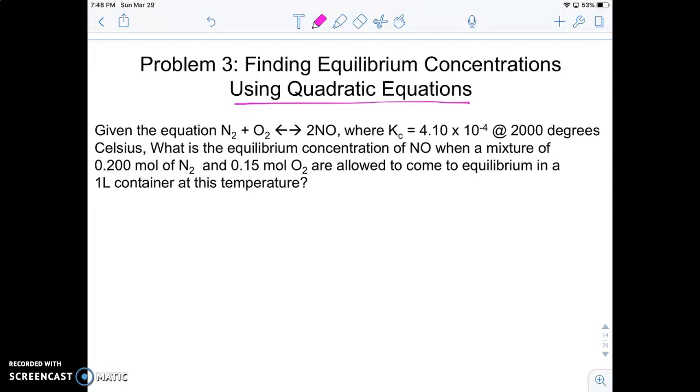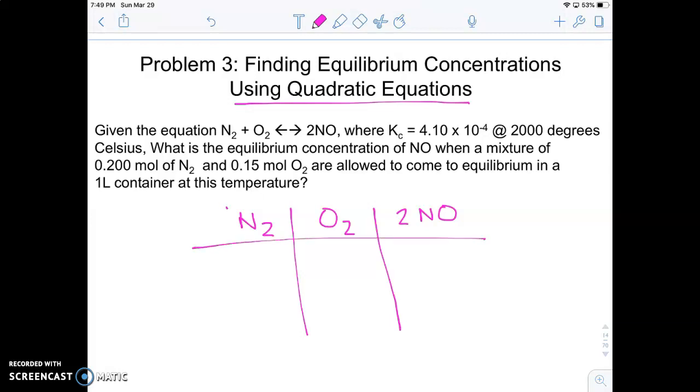So I have to draw my own table here. I have N2 as my first reactant. I have O2 as my second reactant. And I have 2NO as my product. And we're going to spell out ICE.